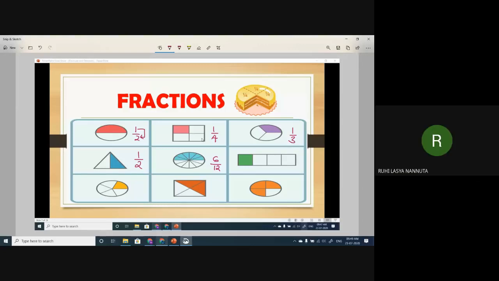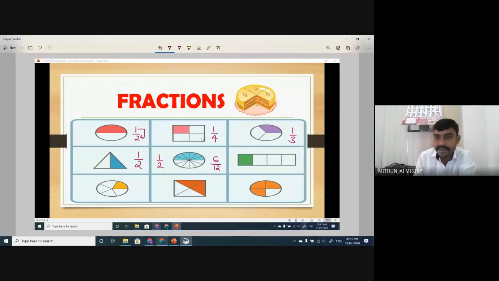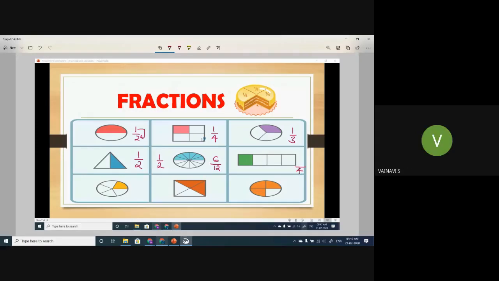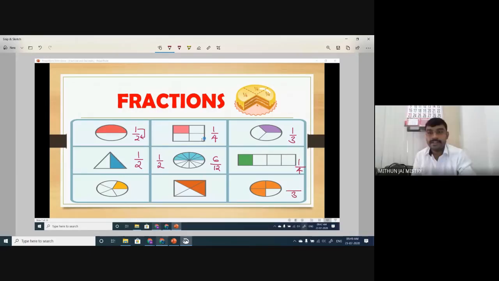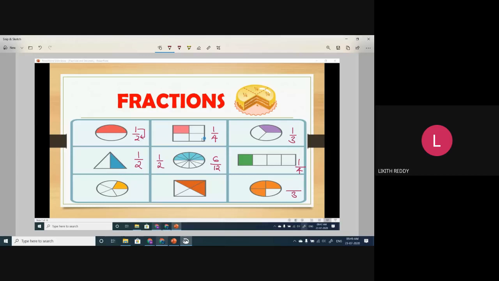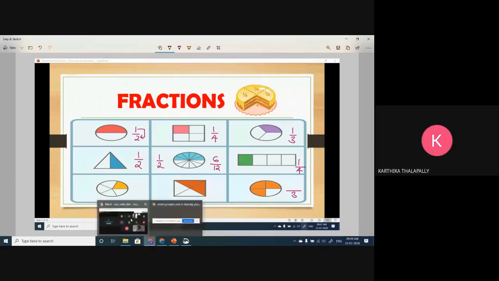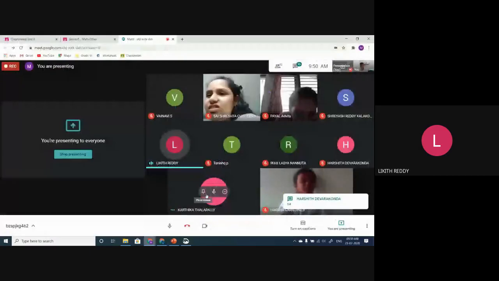And here totally we have 4 parts. In that, 1 part is shaded. Here totally we have 3 parts. 1 by 4. 1 by 3. 3 by 3.